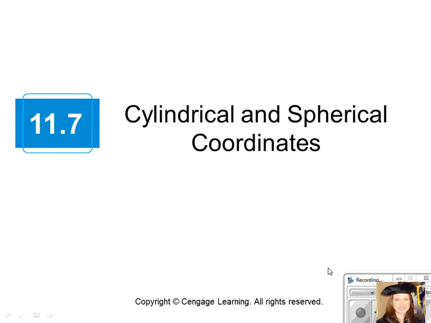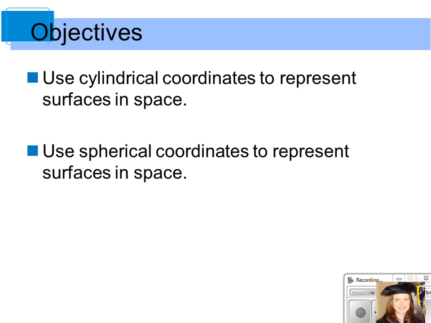The last section in Chapter 11 is 11.7, Cylindrical and Spherical Coordinates. So far, we've been using what's called a rectangular coordinate system, where points in space are located by coordinates x, y, z. Our objectives are to use cylindrical coordinates to represent surfaces in space, as well as using spherical coordinates to represent surfaces in space.